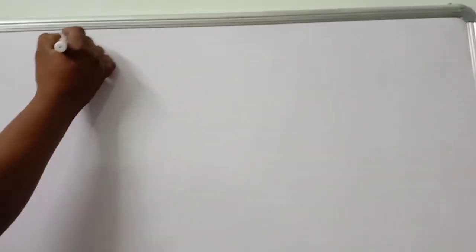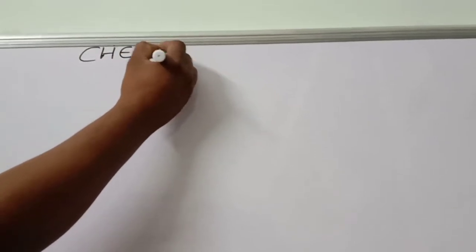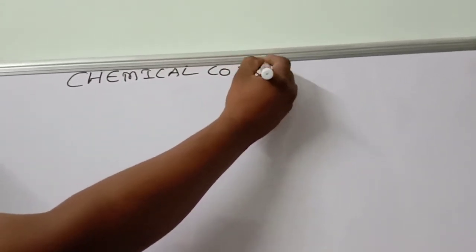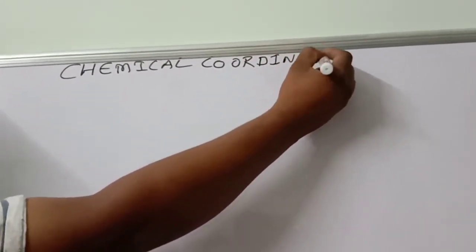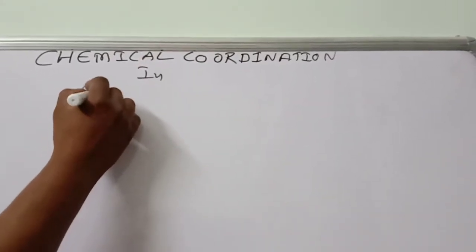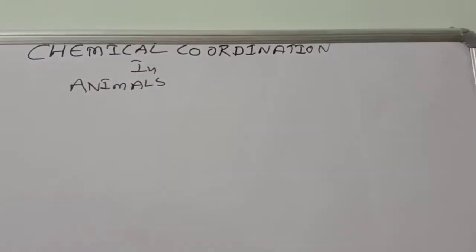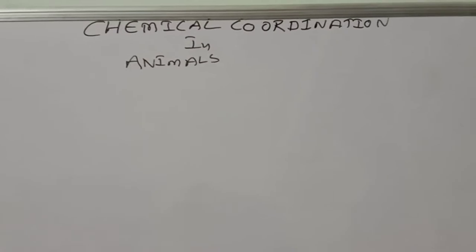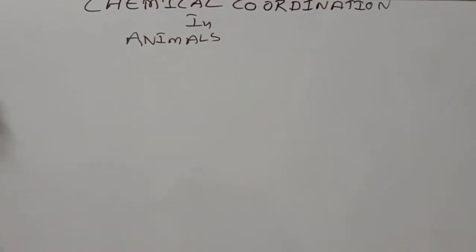Okay, good morning, children. We are discussing chemical coordination in animals. Up to yesterday, we discussed the definition of hormones. Today, what we are going to discuss is the characteristics of hormones.